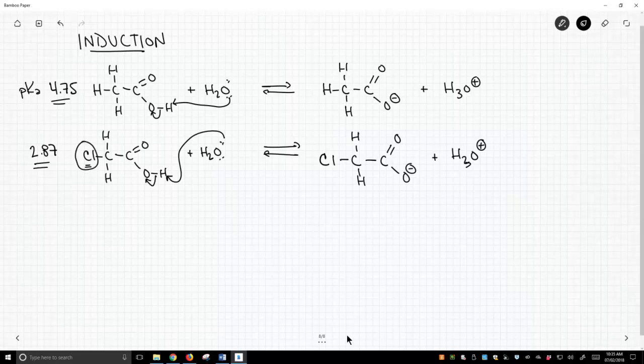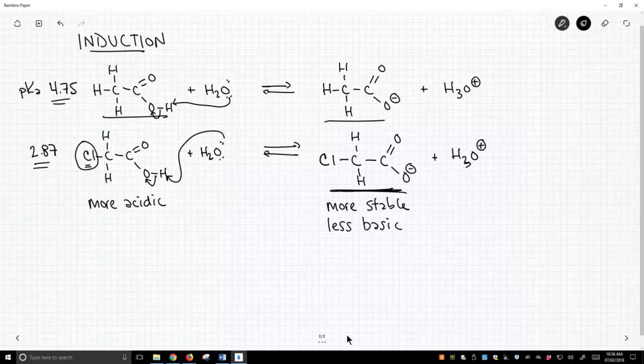What is this chlorine doing to make this anion somehow more acidic? Remember, again, we always go back to the charged species to try to explain our changes in acidity. So for some reason, this anion is more stable, meaning it's less reactive. It is less reactive how? Less basic. And therefore, this acid is more acidic. More acidic than what? Well, more acidic than what we're comparing it to, which is our regular unsubstituted acetic acid.